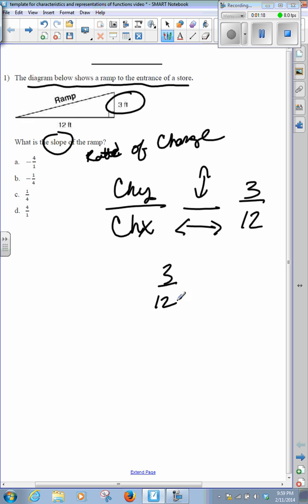3 over 12 simplifies. So I can divide both numbers by 3. 3 divided by 3 is 1. 12 divided by 3 is 4. So the answer should have been C, 1/4.